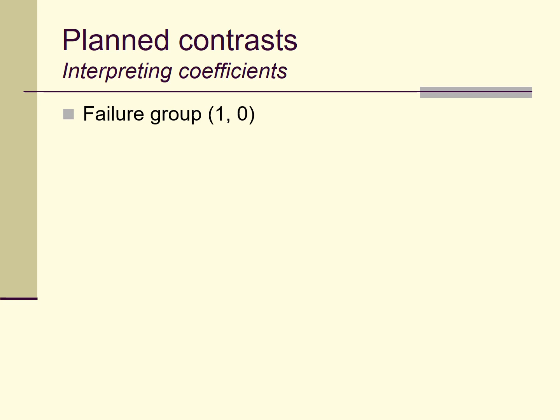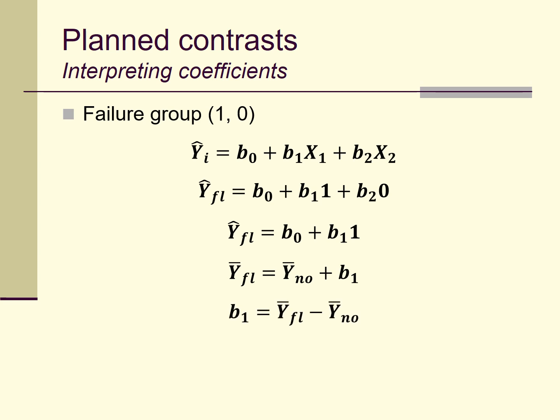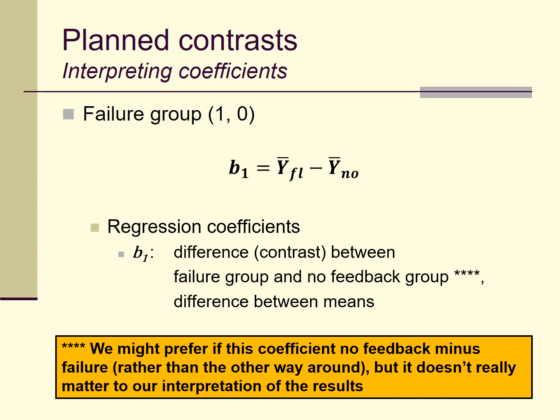Moving on, I get the group that's coded 1, 0. That happens to be my failure group. I'm going to substitute in those values into the regression equation and start solving. I already know what b sub 0 is, and now that makes it pretty easy to solve for b sub 1. B sub 1 is just the difference between the average for the failure group and the average for the no feedback group. So just to summarize, here is our formula we've solved for b sub 1, and b sub 1 is again the difference or the contrast or the comparison between the failure group and the no feedback group, or the difference between the means for these two groups.